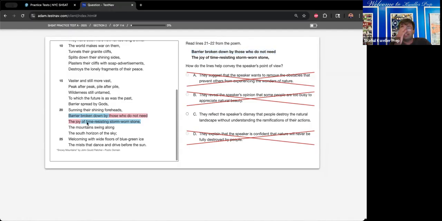Someone said, "What is time-resisting storm-worn stone?" This is just directly describing it. Time-resisting means existed for a while. Storm-worn stone is like just nature's foundations, I believe. That's the idea. And then, are we going to go over B in this session or a future one?